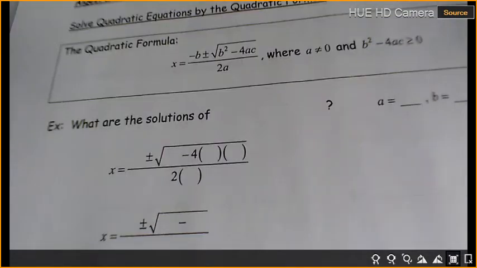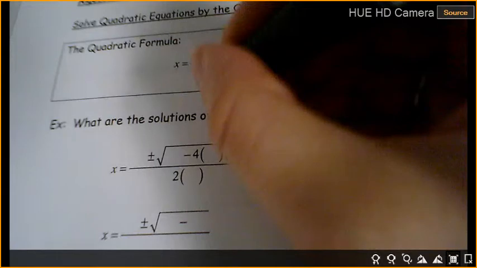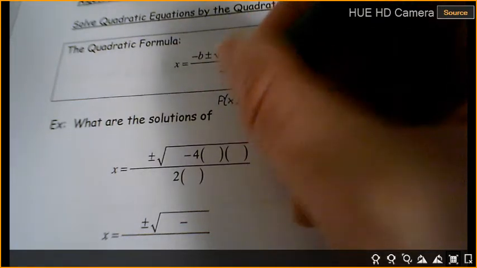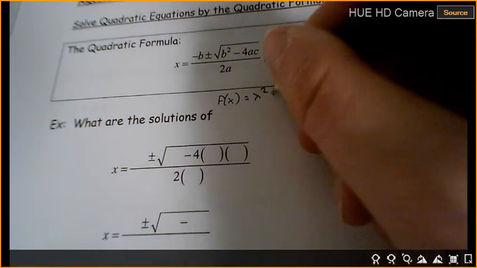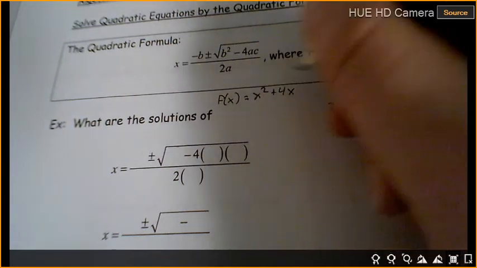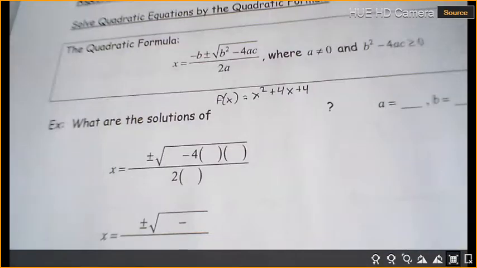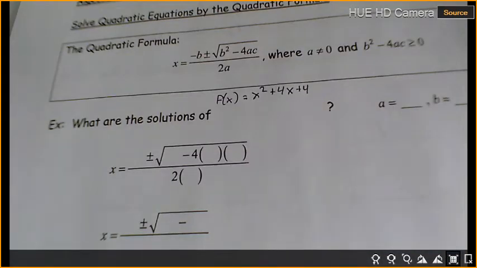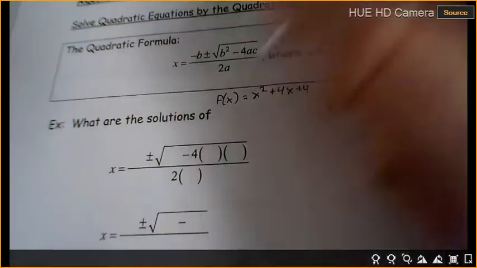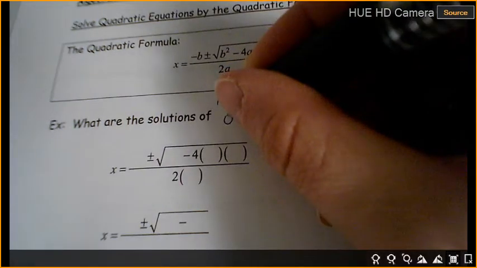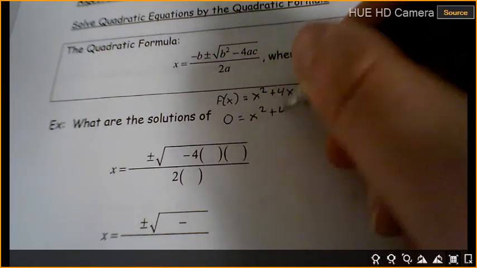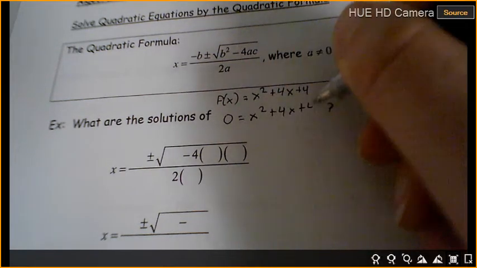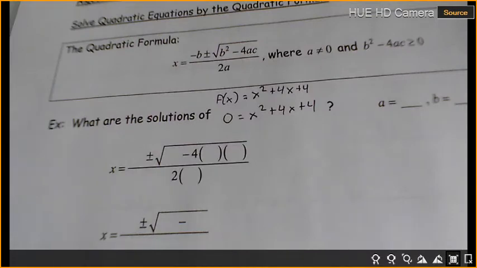The first equation we're going to look at is f of x equals x squared plus 4x plus 4. And we know f of x is the same thing as y, right? We should. Okay, so we're going to find the zeros, the roots, the x-intercepts. So we're going to make it equal to 0, because we want to find out where it crosses the x-axis.